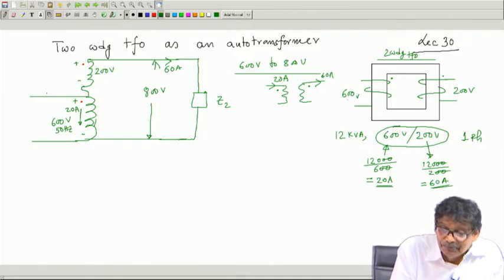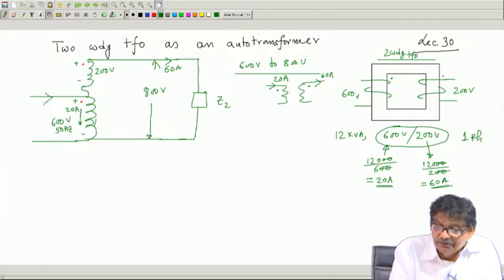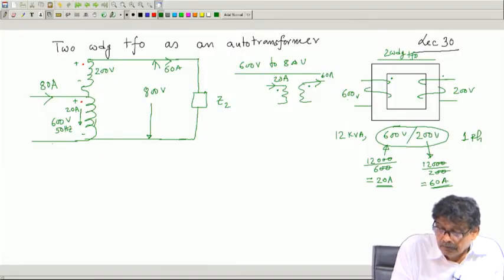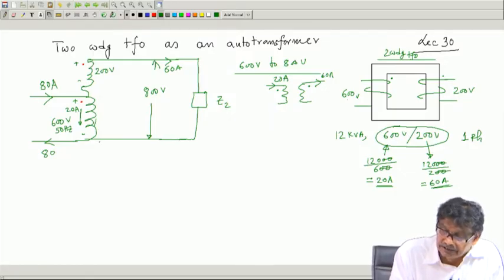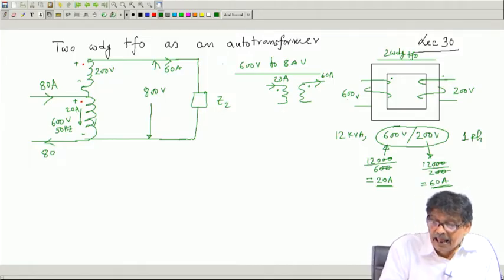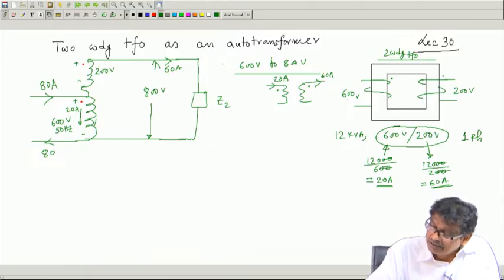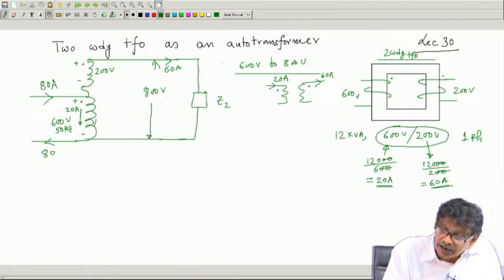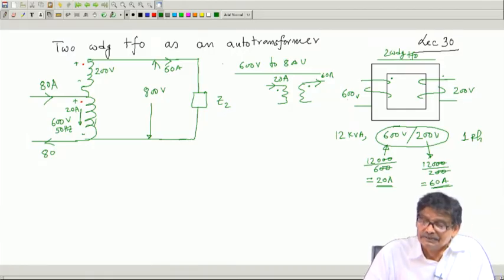Then what is the input current? Input current must be 80 ampere. So, 80 ampere goes there, 20 ampere comes, 60 comes here. So, KCL is satisfied here, there and so on, everything is fine. And I will be very happy, flux will be at the rated value as in a 2 winding transformer when it is used, coils are carrying rated currents, that is also very good.